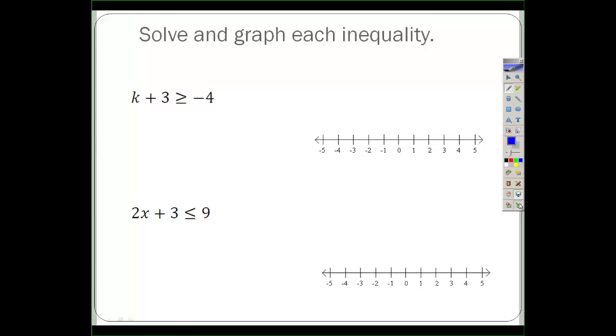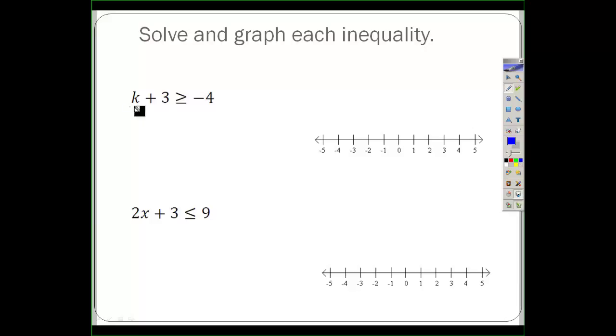So this is exactly what we're doing today. All your problems look exactly like this. What we want to do is solve and graph each inequality. What we've learned is when it says solve, you want the variable on one side, and all the numbers and variables on the other side.